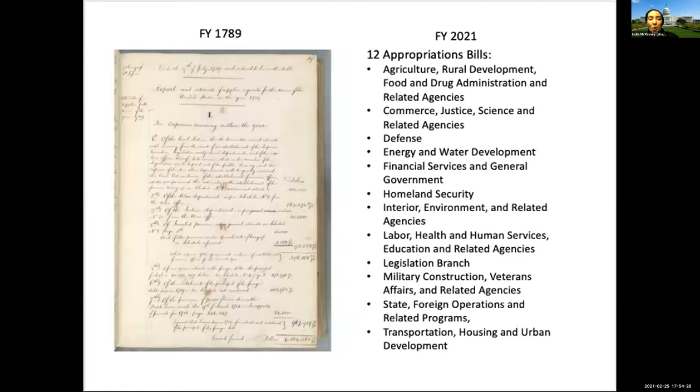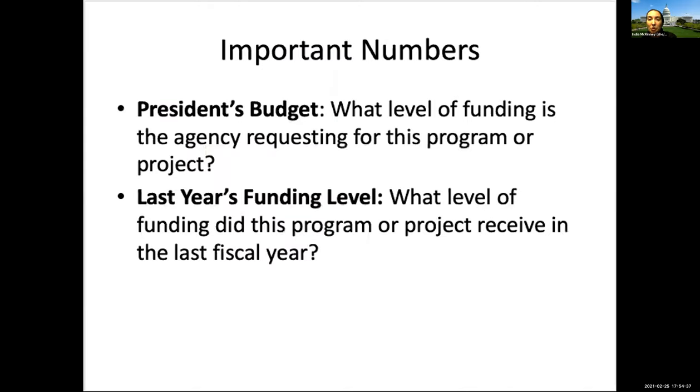So when you're looking at the bills or the budgets or trying to figure out what you want to talk to Congress about, there are a couple of important numbers that you want to look at. First is what number for your project or program was in the president's budget? What is the president, what is the Office of Management and Budget, what is the agency requesting for this program or this project?